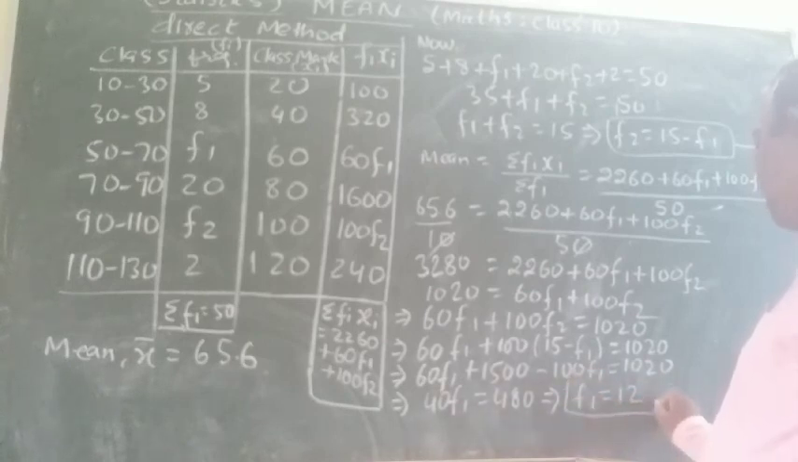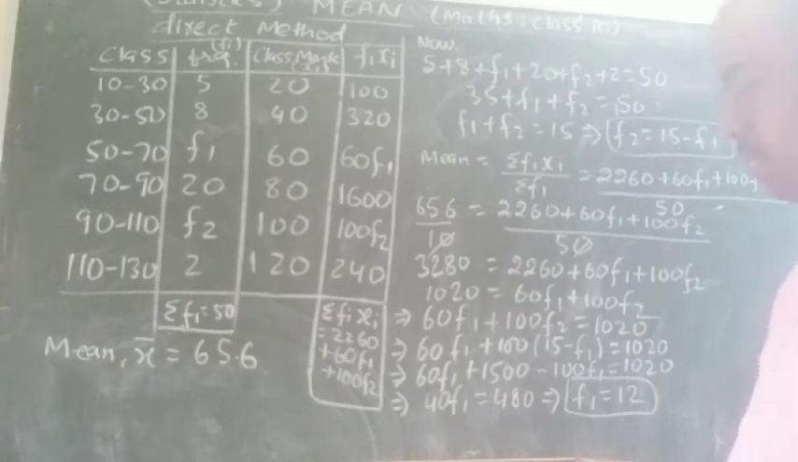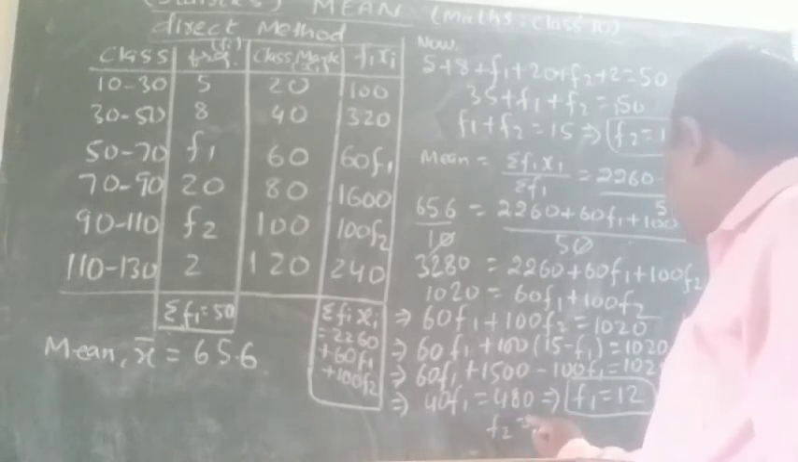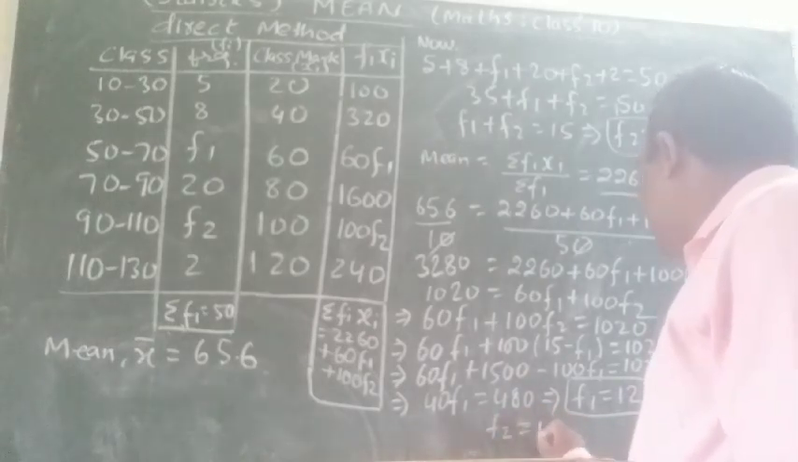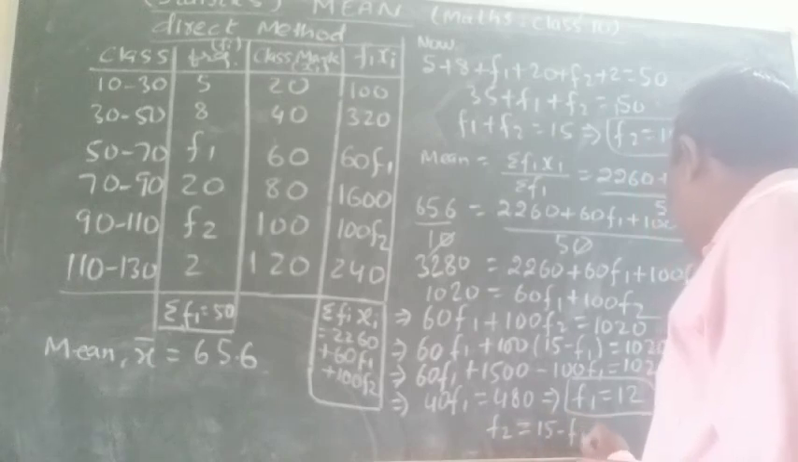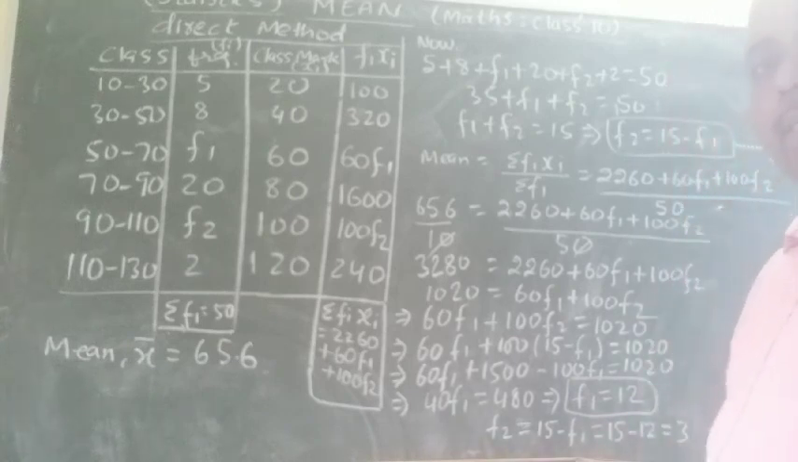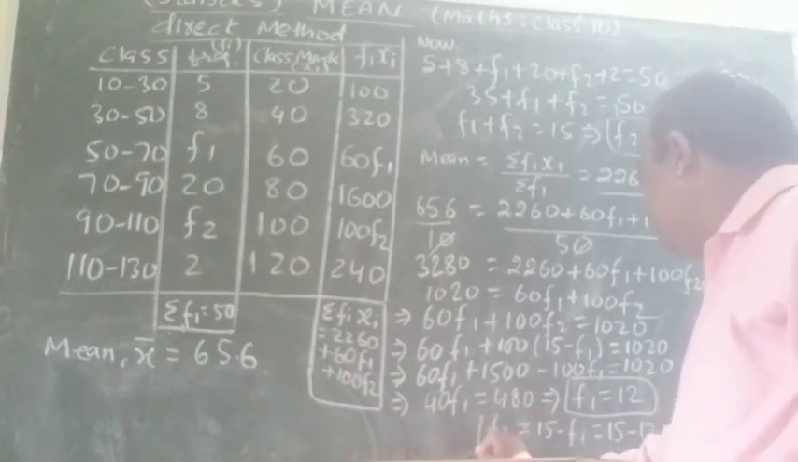This is the first frequency. What is the value of the second frequency? Second frequency F2 equals 15 minus F1. So 15 minus 12 becomes 3. This is the second frequency.